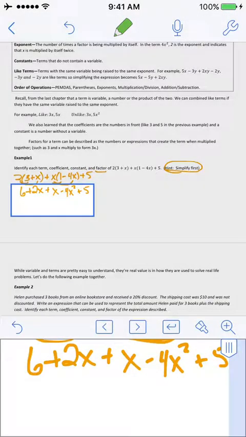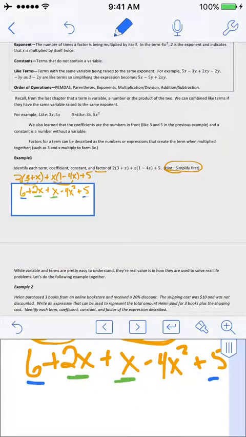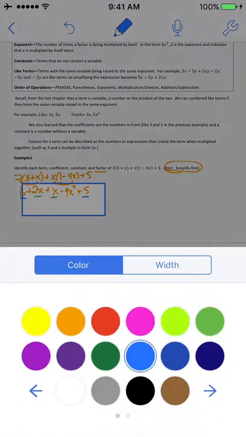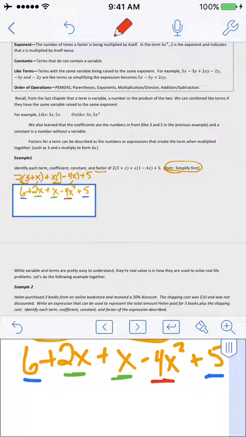Ready? Now I can combine some like terms. I have these x's that I can combine. I have these constants that I can combine. And then I don't have anything that will combine with the x squared, right? Because x squared and x are not like terms. They have to have the same variable and the same exponent. I can multiply anything I want, but when I'm adding, they have to look the same. Otherwise, that PEMDAS gets messed up.